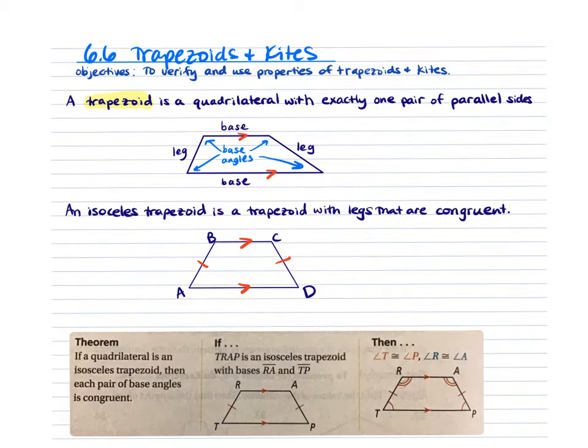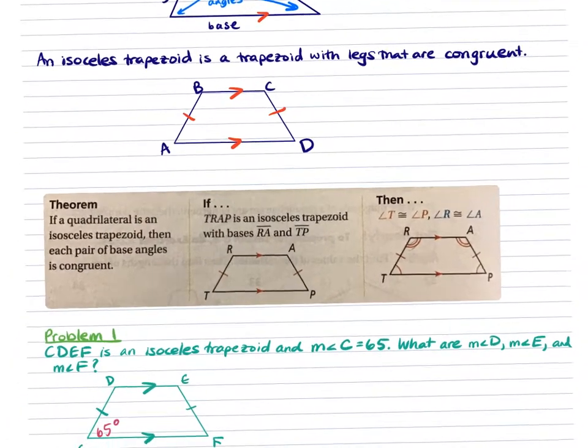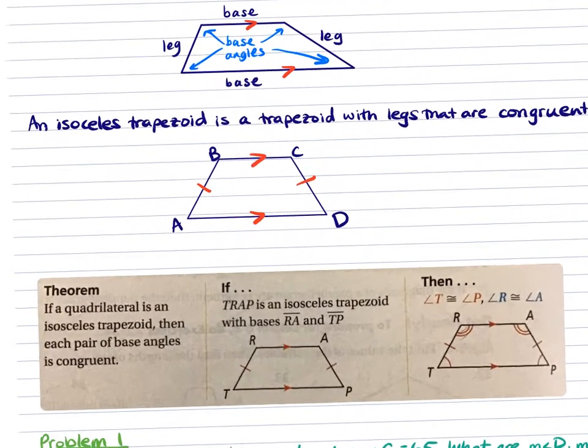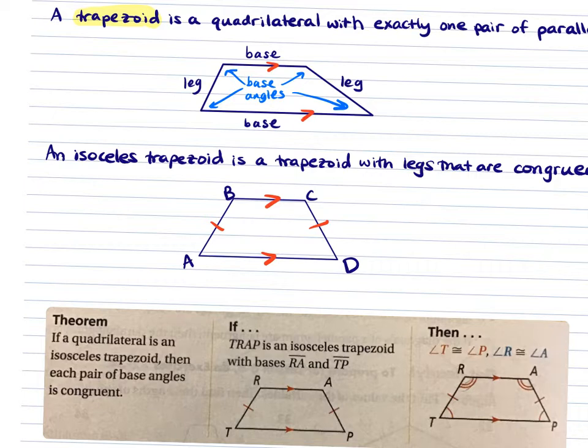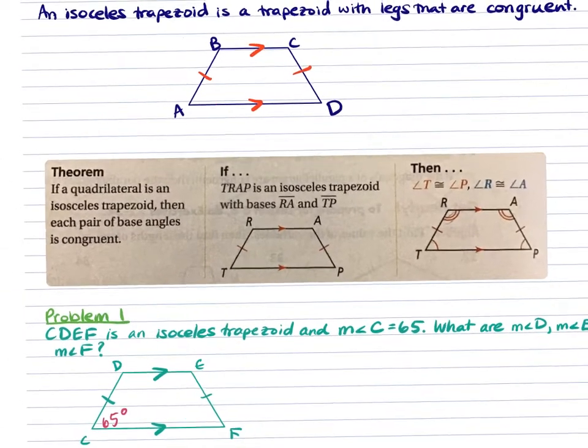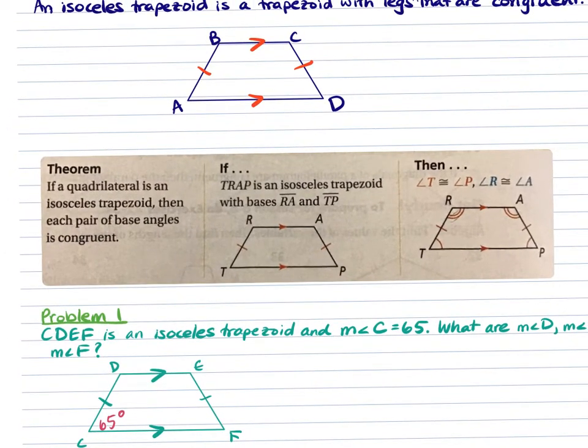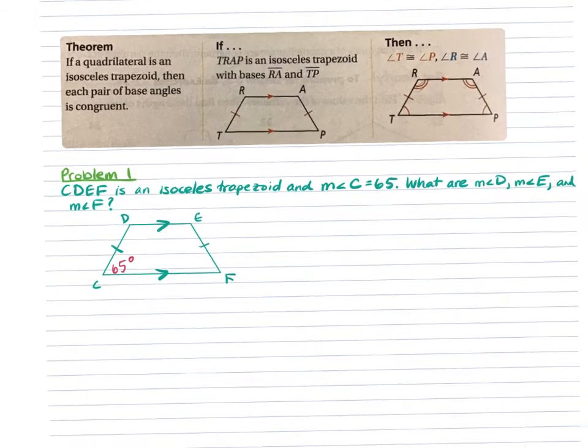And within that, we have a theorem about isosceles trapezoids, that if the quadrilateral is an isosceles trapezoid, then the base angles are congruent. So again, I didn't name that here. The base angles here are, these two are base angles and these two are base angles. So if it's an isosceles trapezoid, each pair of base angles is congruent. So in this case, these bottom two are congruent and these top two are congruent if it's an isosceles trapezoid. So let's use this in a problem.